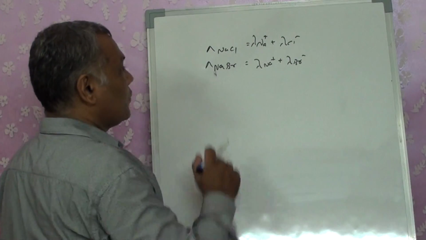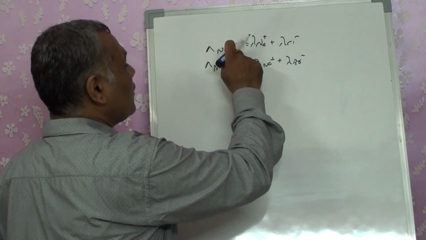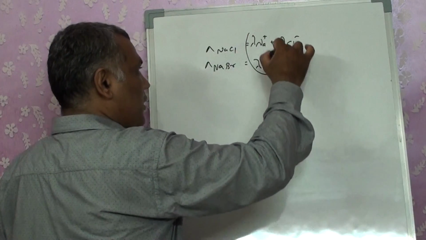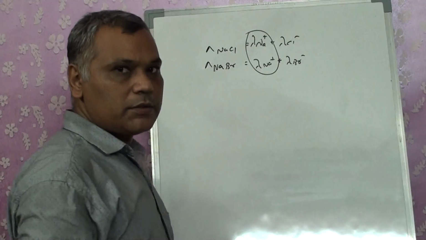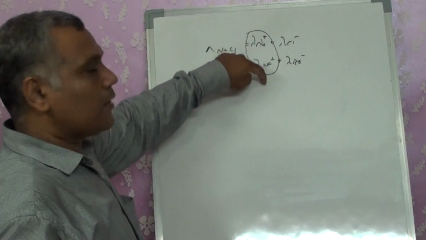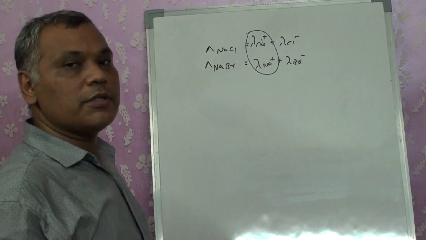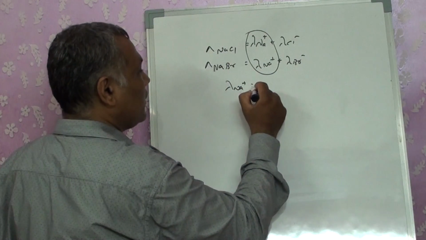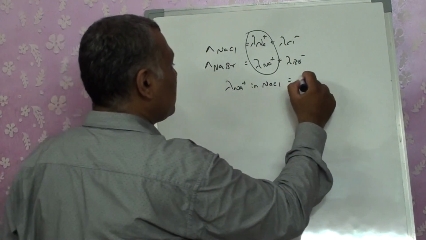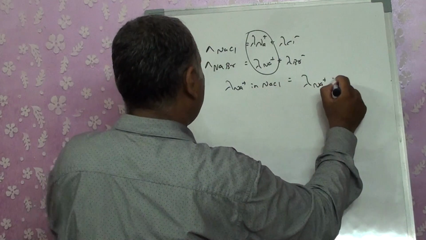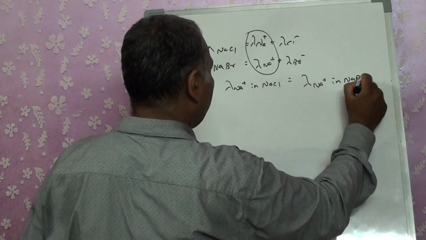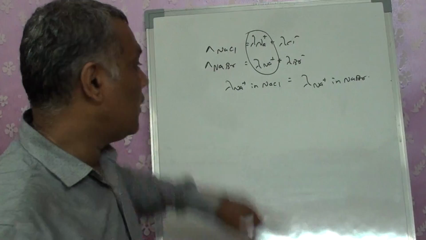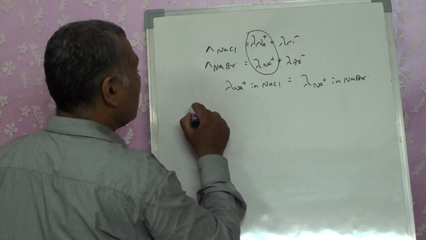So what does it show? We have taken the conductivity of NaCl and NaBr. The ion Na plus is common, and the conductivity of Na plus in both the solutions is the same. The conductivity of Na plus in NaCl is equal to the conductivity of Na plus in NaBr. It's not necessary that only the conductivities of positive ions are identical.